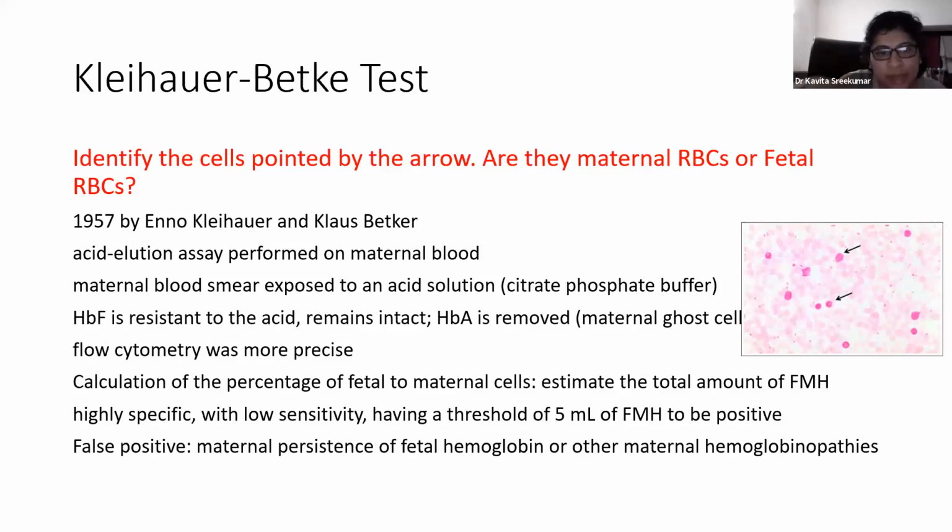But this has a little bit low sensitivity, like you need at least a fetal-maternal hemorrhage of 5 ml for it to be positive. You count 2000 cells and then you see the percentage of fetal cells to maternal cells. And depending on that, you can decide whether we need more than 300 micrograms of anti-D. So the dose for anti-D is 300 micrograms. But if the FMH is higher, then you need to give a higher dose of anti-D. So you need to give dose-specific anti-D to mothers to prevent sensitization. And there can be false positives. If there is maternal hereditary persistence of fetal hemoglobin, then it can be false positive. Okay, so that is the Kleihauer-Betke test. All of you got that right.